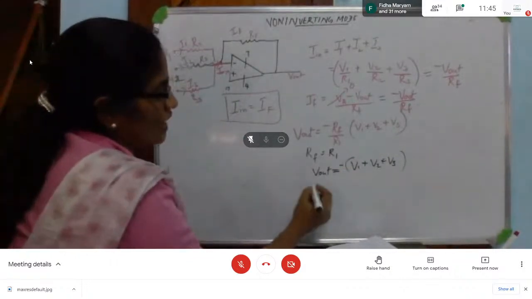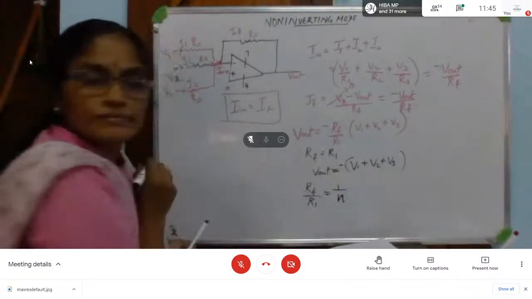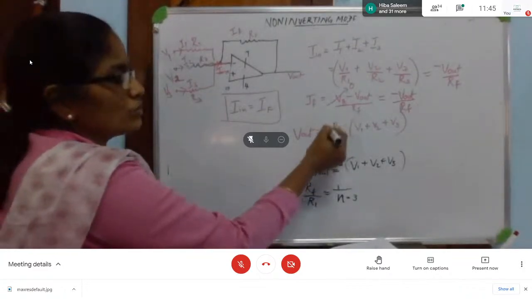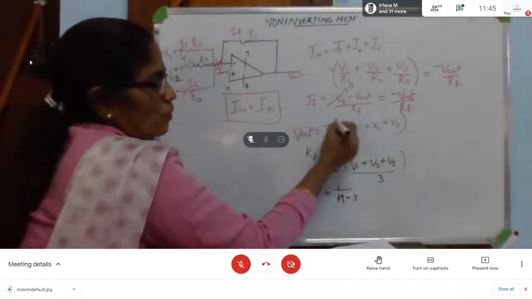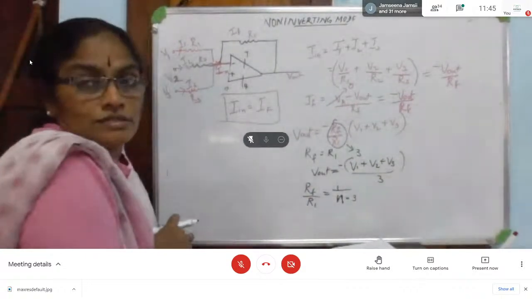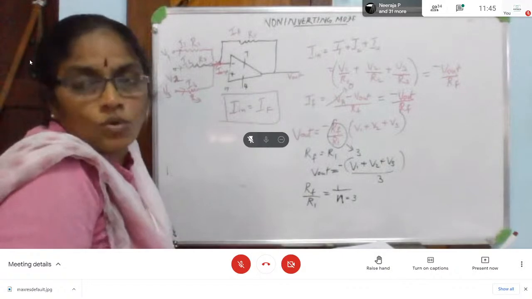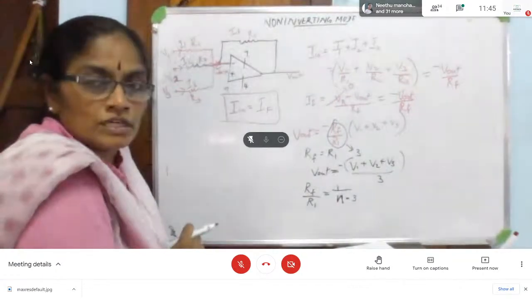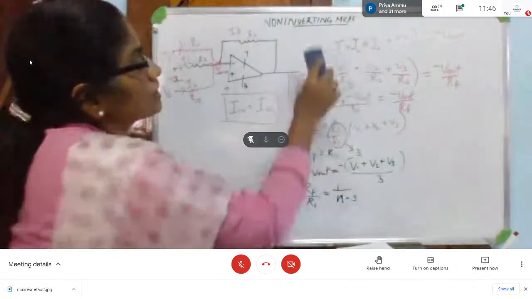Now, what if I take RF by R1 equal to the number of inputs N? If I've got three inputs here, N equals 3, so this will become 3. So my output voltage would become divided by 3. RF by R1, if it is 3, then this is going to be my averaging circuit. That is, you will get an output which is equal to the average of the input voltages. So all you have to do is make your RF by R1 equal to 1 by N, where N is the number of inputs, so that you will get an averaging circuit. So that much about the summing circuit.